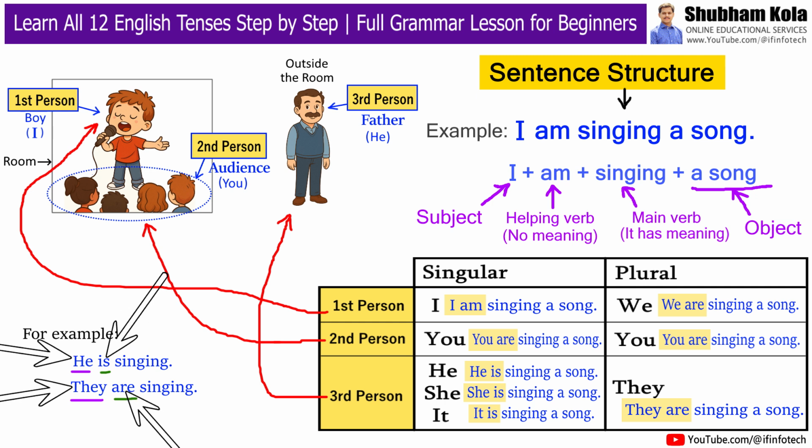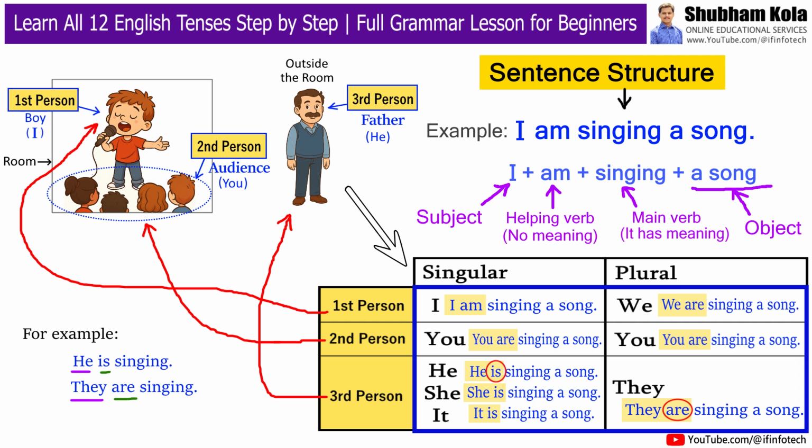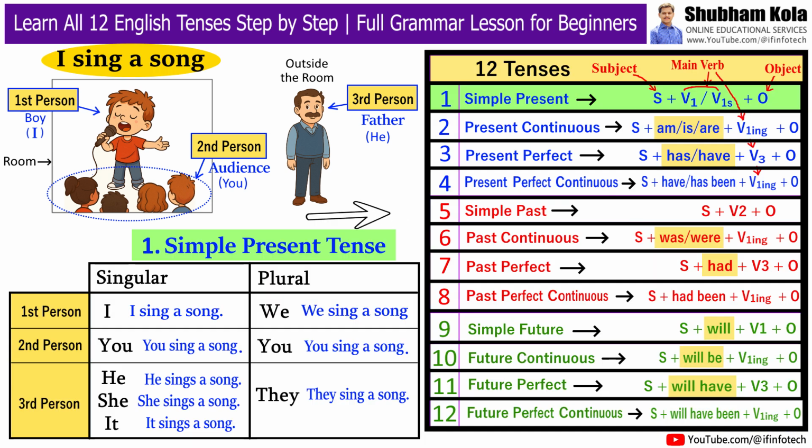And here the most important thing is, based on the subject, your helping verb will change. For example, he is singing, they are singing. So if your subject is different, the helping verb will also be different. That's why understanding the subject and tense structure is the first step before we start learning all tenses. Now that we have understood this clearly, we can begin with the 12 tenses one by one.